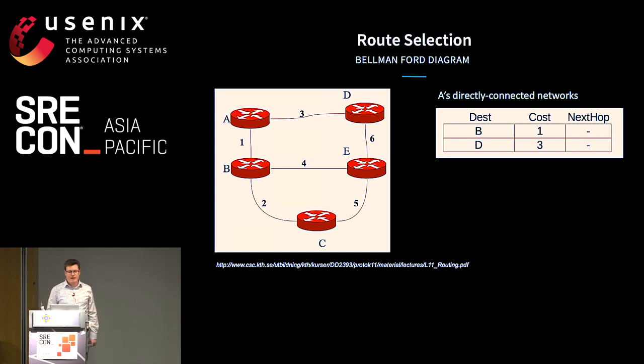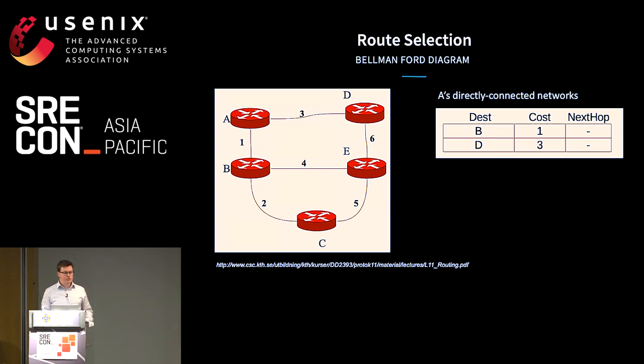If we look at A, it's directly connected to two peers, AS B and AS D. And as with everything in networking, there is a cost, which for the purposes of this particular example is very arbitrary. But to connect to B, the cost is low. To connect to D, it's a little bit higher. And in this example, there's no next hop, just because we're directly connected.